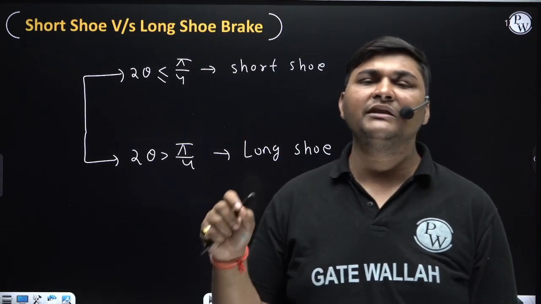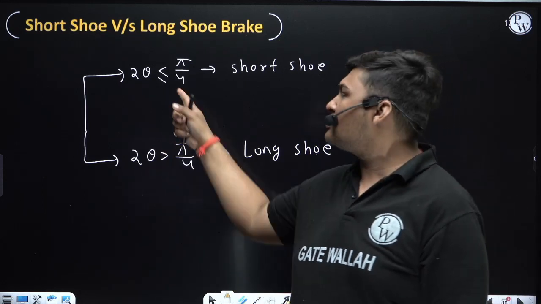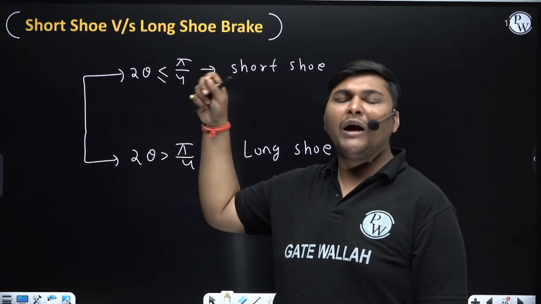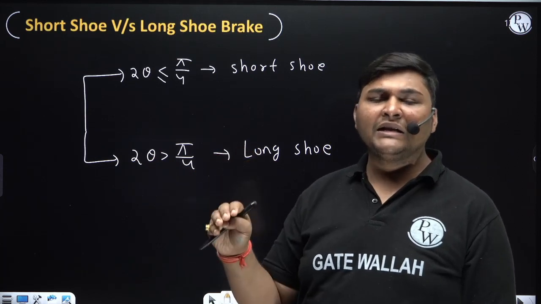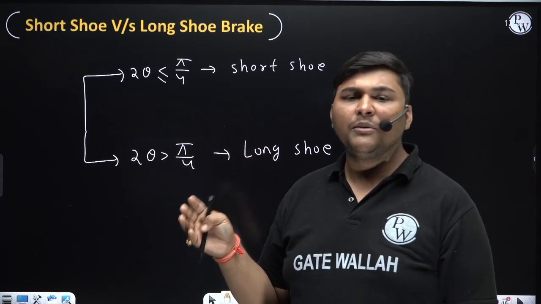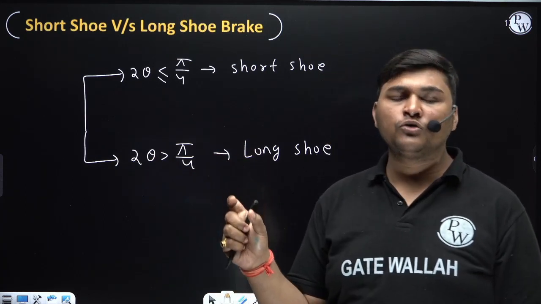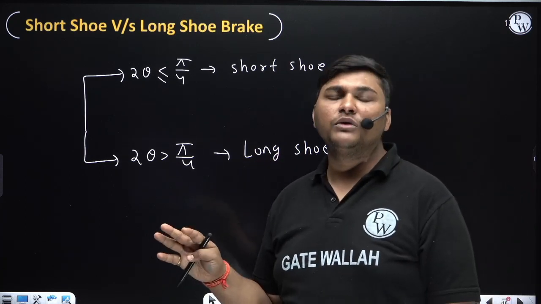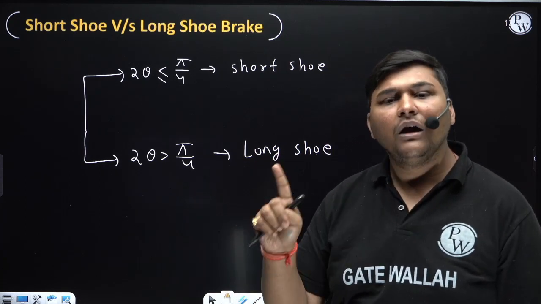If the examiner has mentioned the brake is short shoe, then we need not see 2 theta. Whatever the value of 2 theta, we will consider that brake as short shoe brake. If the examiner has mentioned that the brake is long shoe brake, then whatever the value of 2 theta, we will consider that brake as long shoe brake.